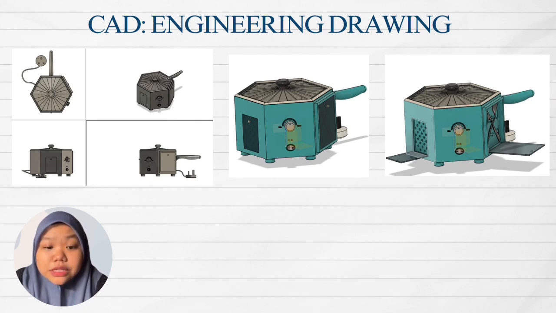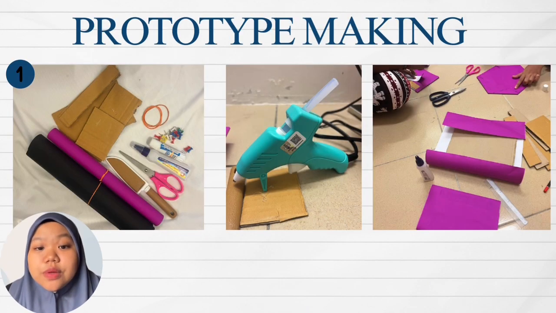The second function is a part to put the spoon and fork. This can make it easier for us to find a spoon and fork when we cook. And next, I will be presenting about prototype making.